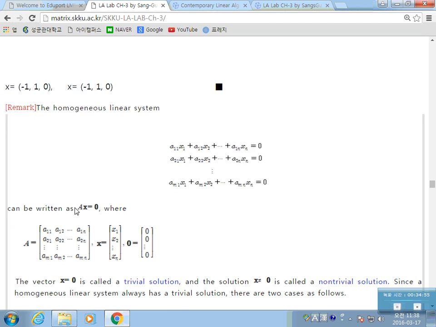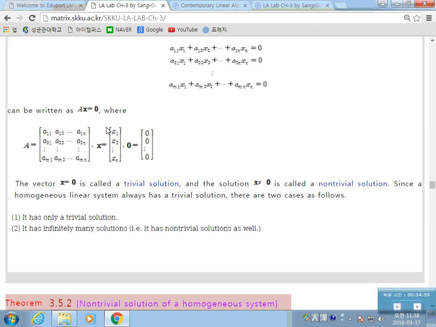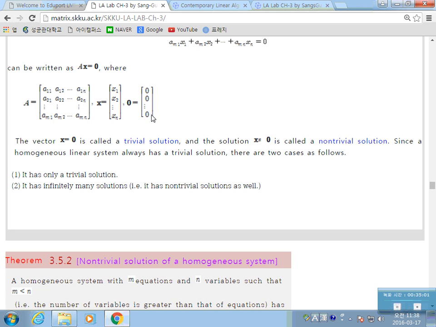That's what it says. If you have a homogeneous linear system of equations like this, AX equals 0, then AX equals 0 can be written in this way. X is equal to 0 is always called the trivial solution. And if X is not 0 and it is a solution, then it is called a non-trivial solution. The homogeneous linear system of equations always has a trivial solution. So there are only two cases. It has only a trivial solution or infinitely many solutions.